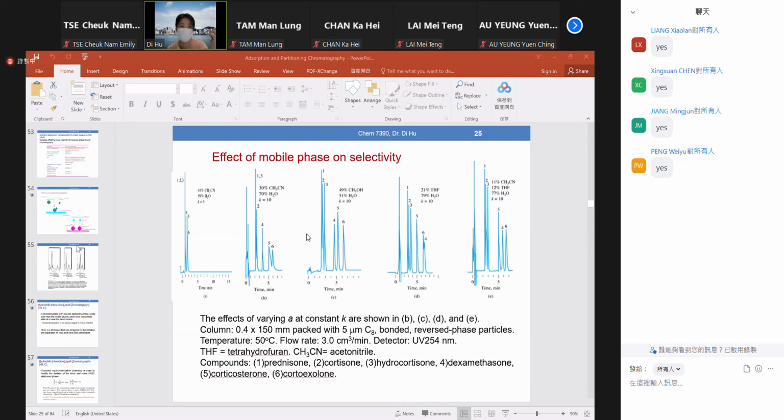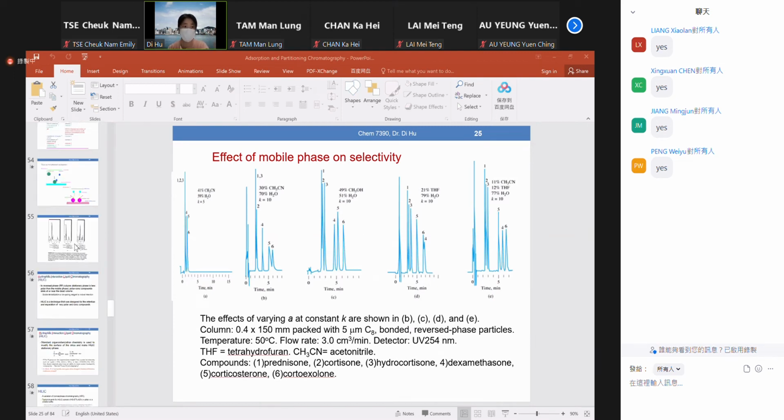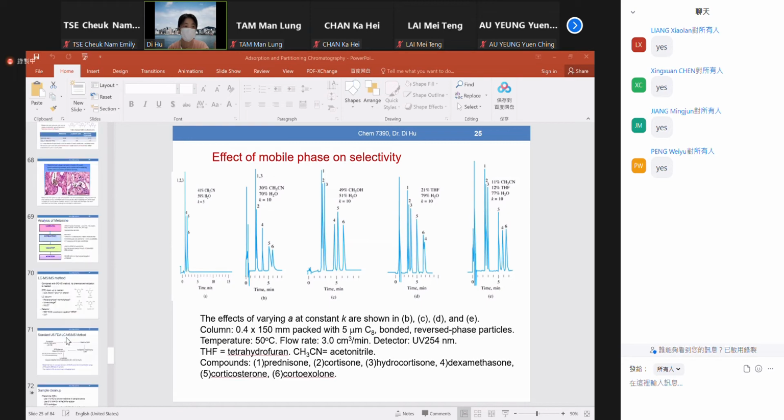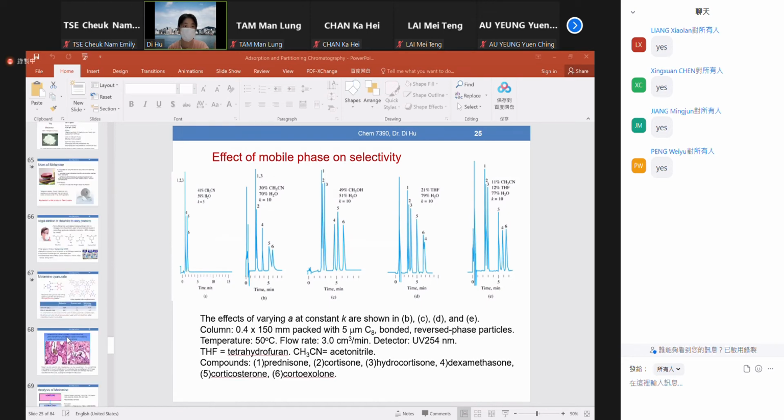We are going to continue talking about separation science, this part. So we're going to finish this slide and move on to UPLC. And then if we can even finish UPLC, we can talk a little bit more about ion chromatography. Okay, so now we can start.